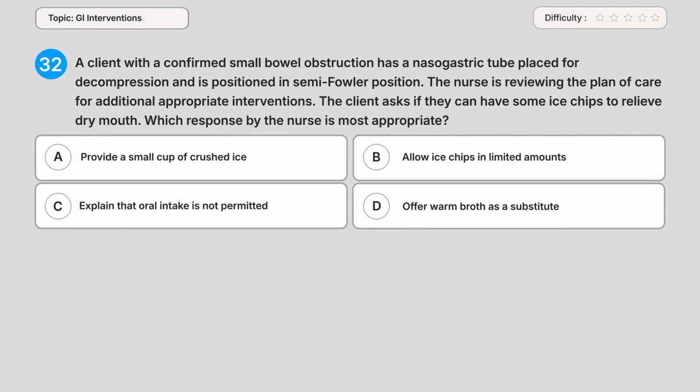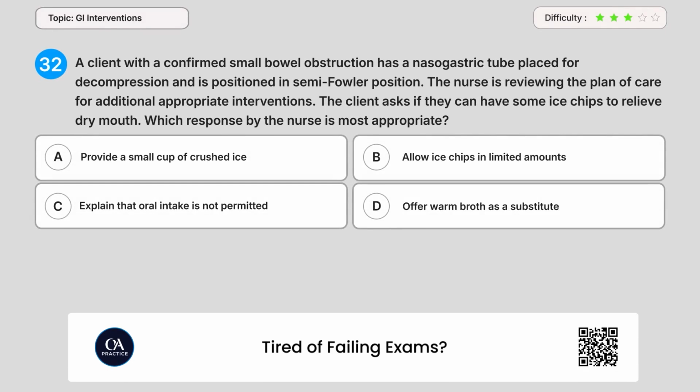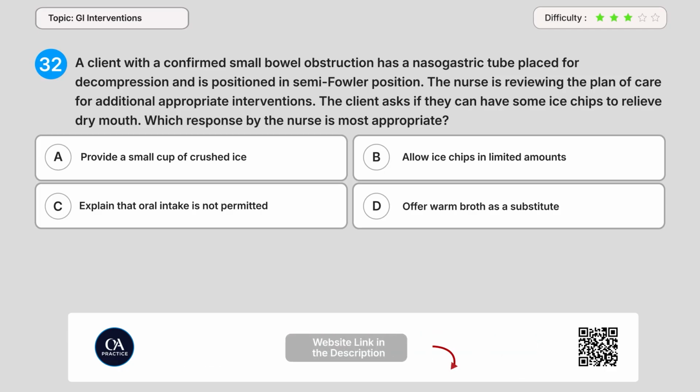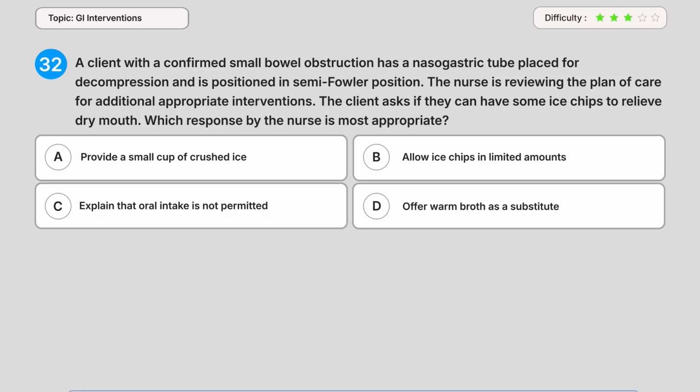32. A client with a confirmed small bowel obstruction has a nasogastric tube placed for decompression and is positioned in semi-Fowler position. The nurse is reviewing the plan of care for additional appropriate interventions. The client asks if they can have some ice chips to relieve dry mouth. Which response by the nurse is most appropriate?